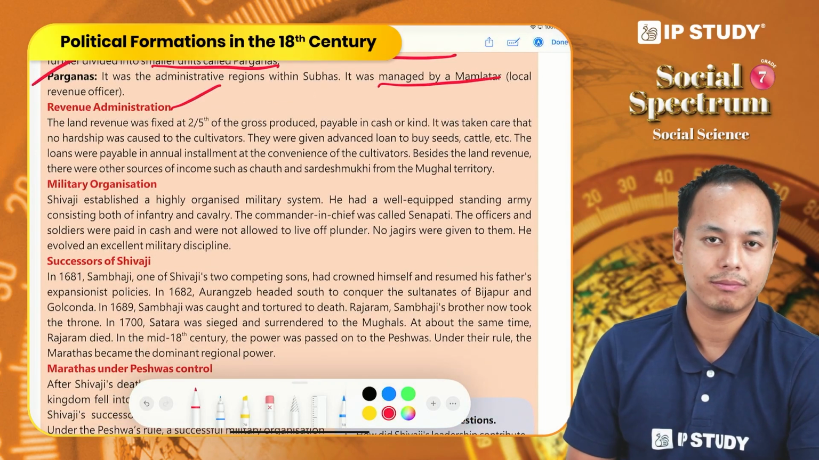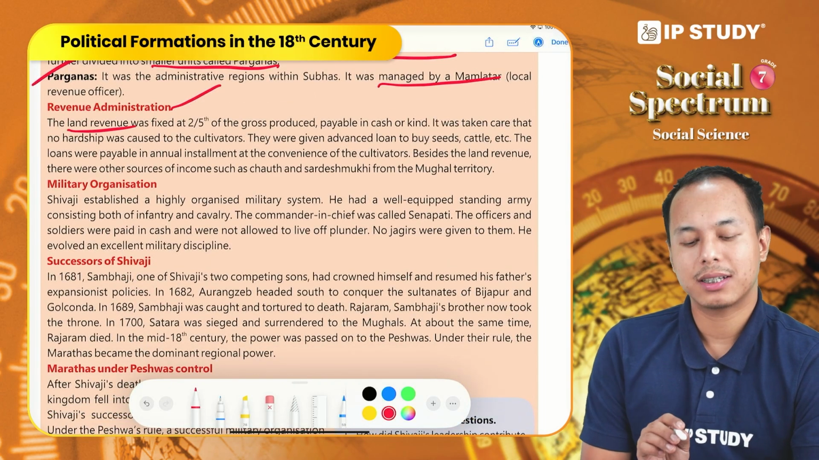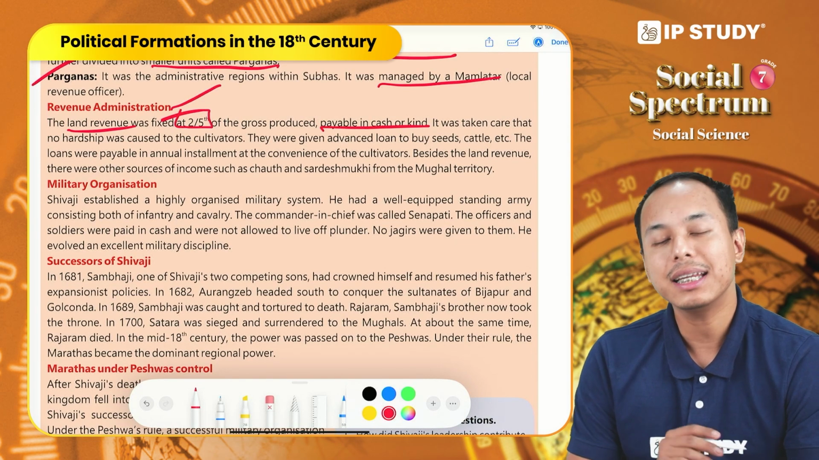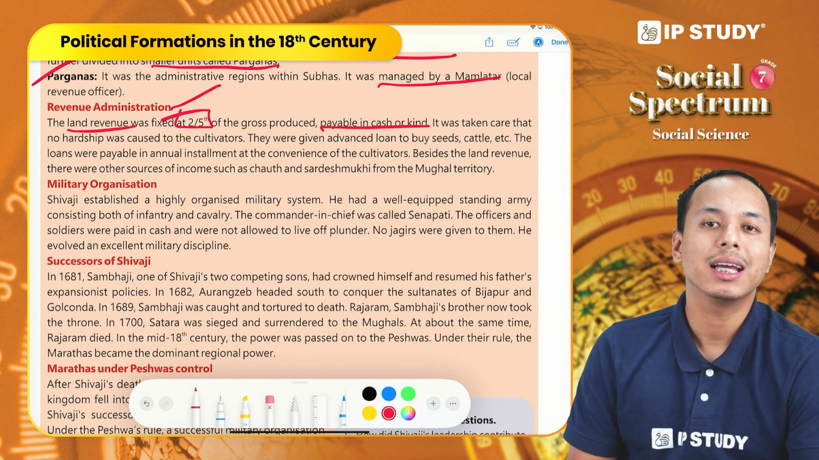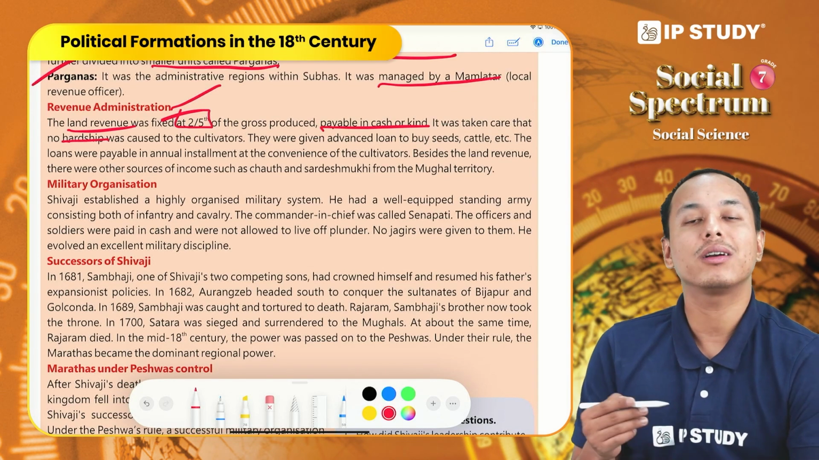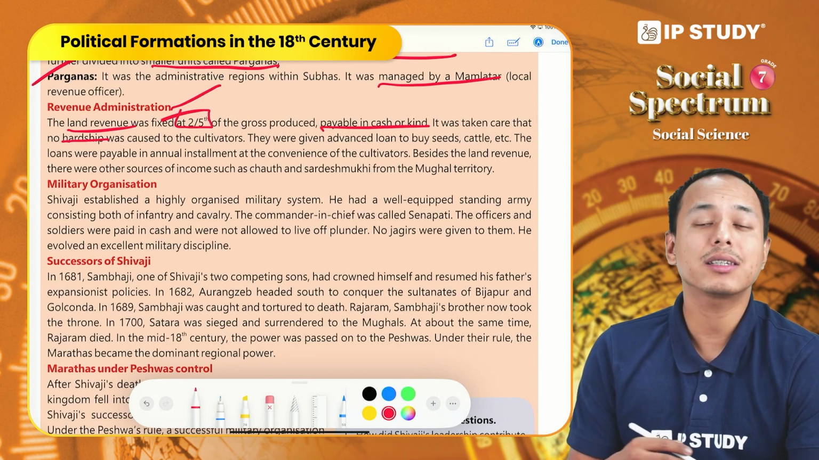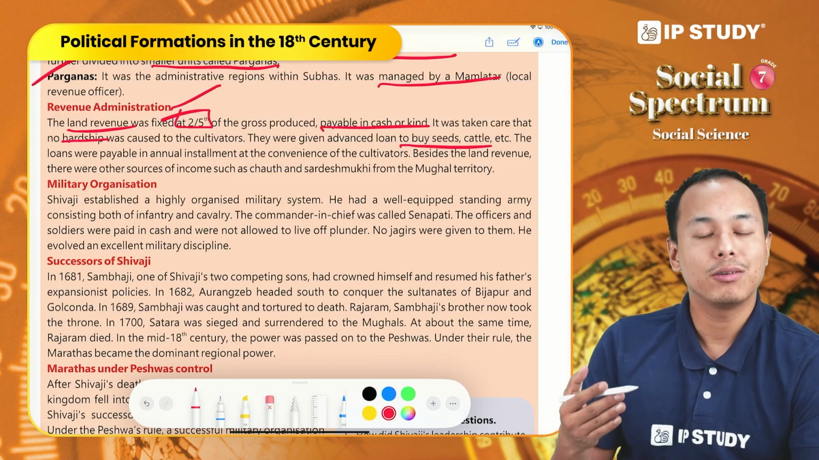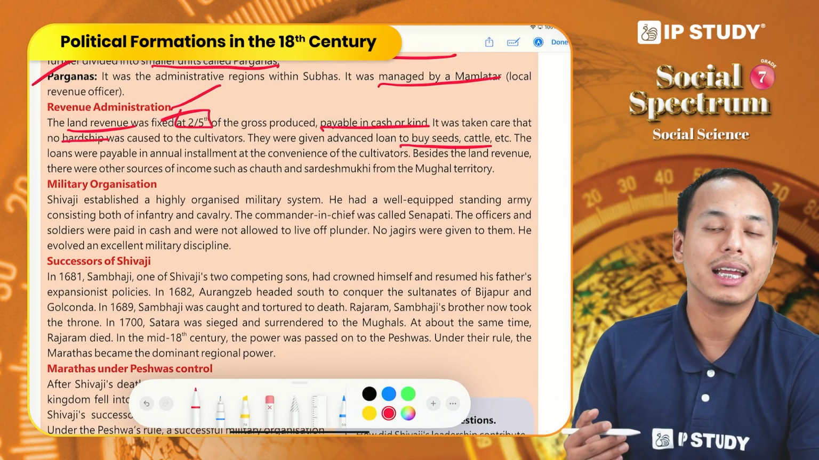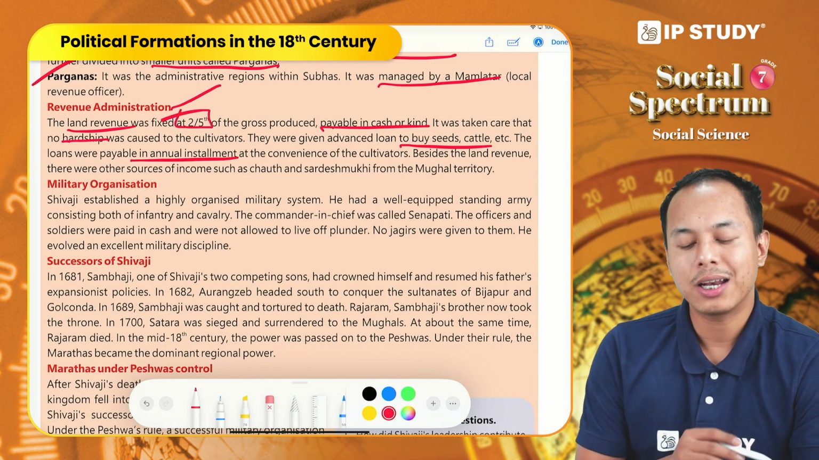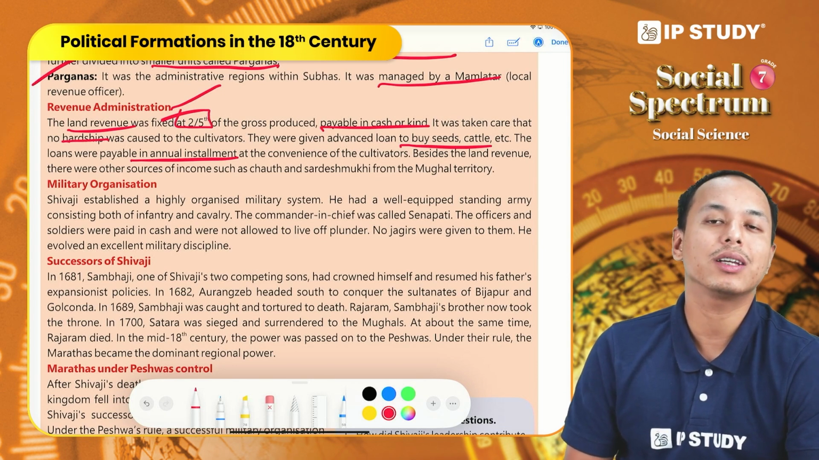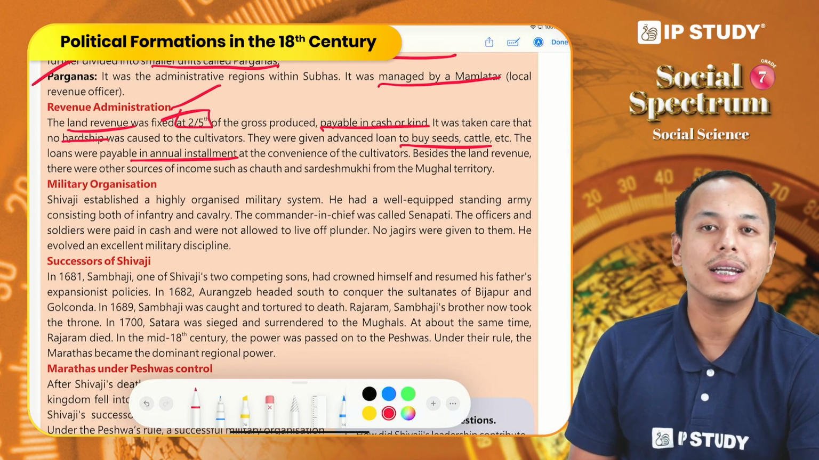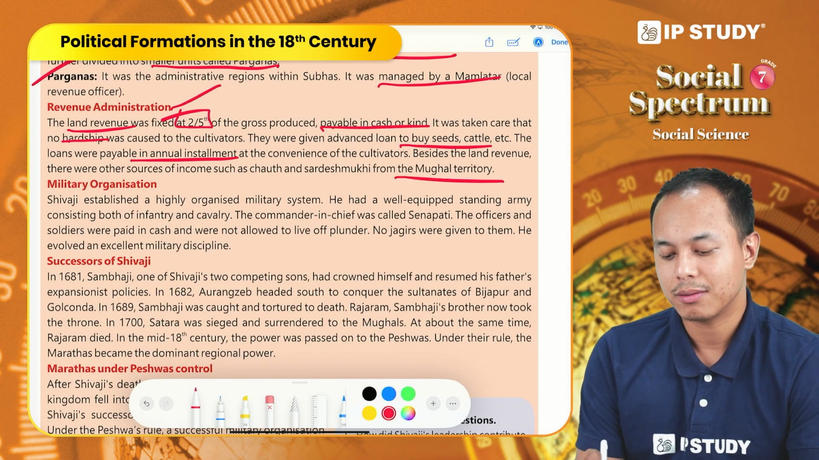Revenue administration. The land revenue was fixed at 2/5 of the gross produce, and it was payable in cash or kind, and it was made sure that no hardship would be caused to the cultivators. As such, advance loans to buy seed and cattle were provided, which could be repaid in annual installments, and all this was done for the convenience of the cultivator. Apart from land revenue, the Marathas also collected Chauth and Sardeshmukhi from the Mughal territory.